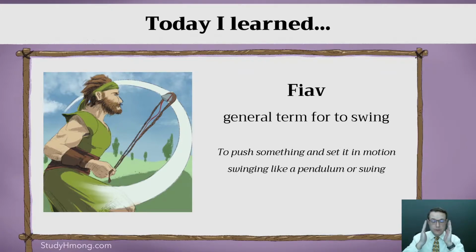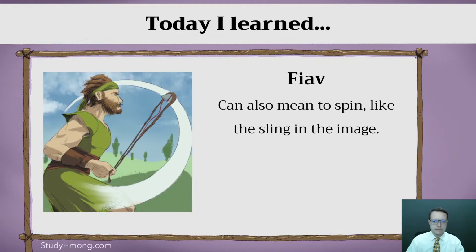And we, of course, know there's a few different ways to swing, but in Hmong, it's separated slightly differently. So I wanted to go over a few different vocabulary words. One of the first words is fia. This is a general term for to swing. So in one dictionary, the definition used is specifically to push something and set it in motion, swinging like a pendulum. So we're thinking of back and forth, kind of like a swing that you swing on, right? Of course, fia has a broader meaning.